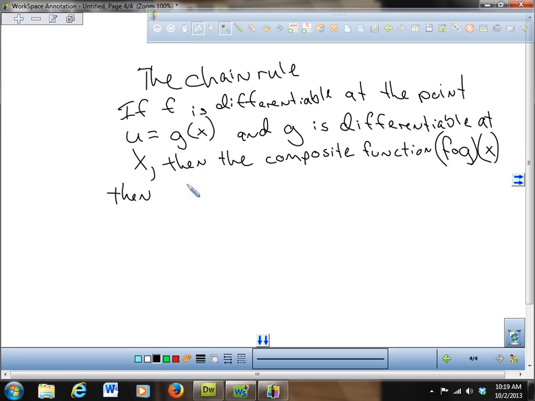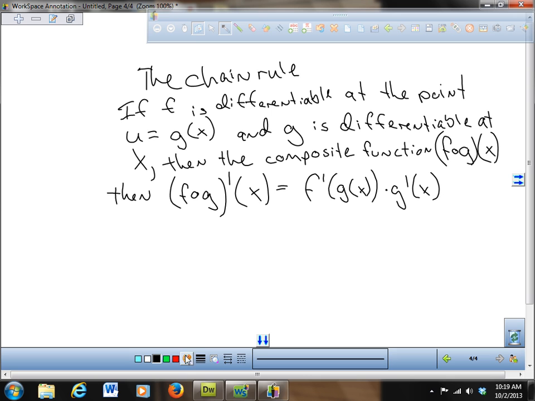the derivative of f of g of x is equal to f prime of g of x times g prime of x. This looks like too many g's and f's, and I just kind of wrote the other definition. That's so confusing.